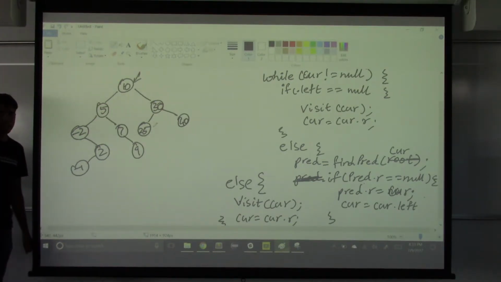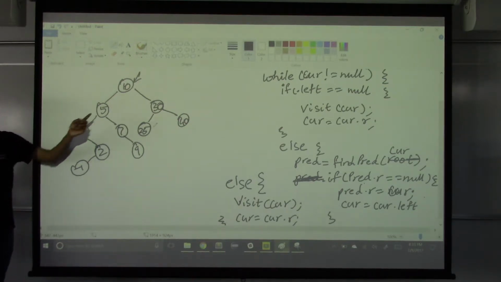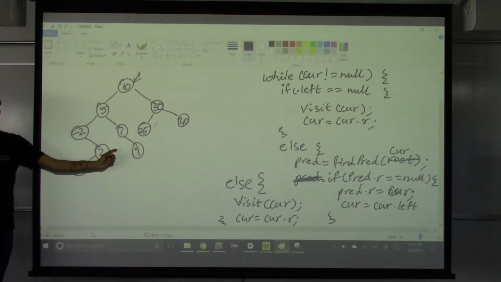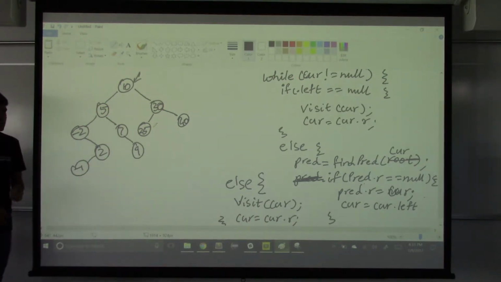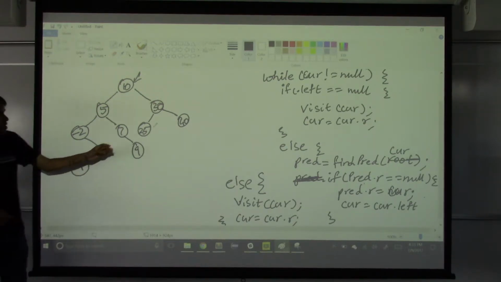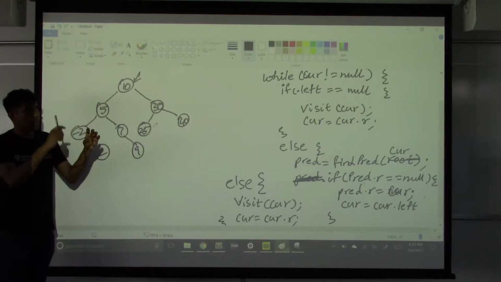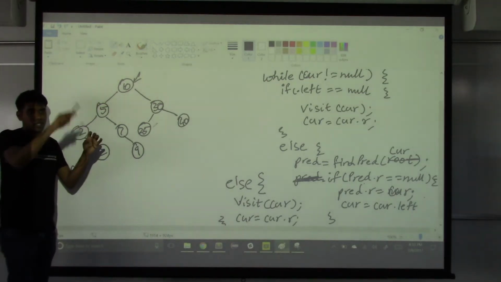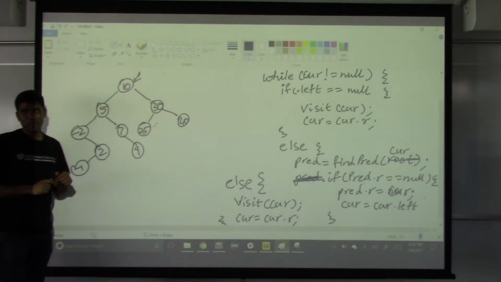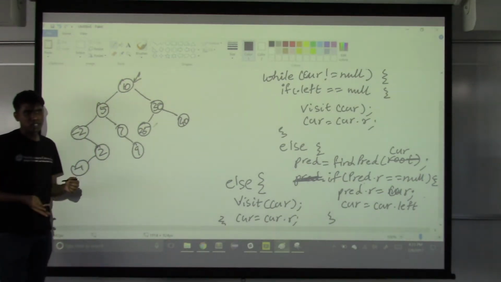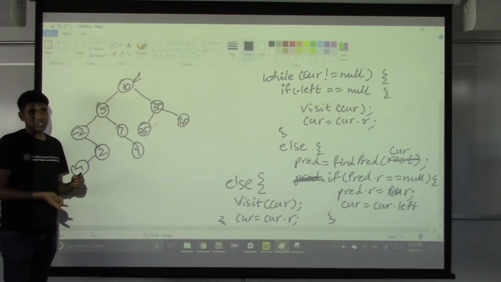Even for successor, there are counterpart cases which are very similar. The first case is if I have a left child, then it is the rightmost child of the left subtree. So I go left and then I go right. That's one case. If I do not have a left child, that means I am the leftmost node of some other node's right subtree. I'm the successor of some other node.